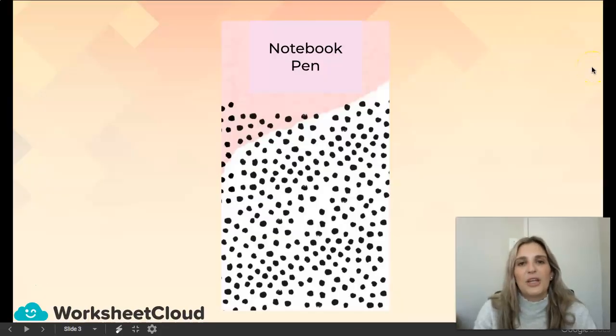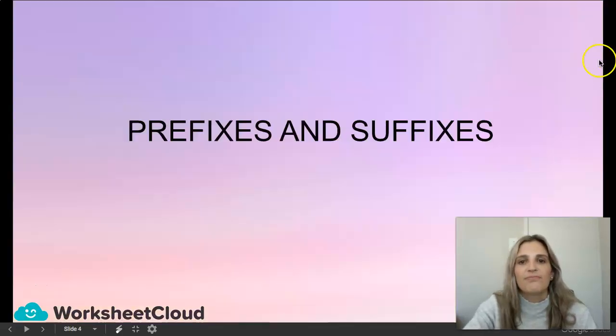Please grab a notebook and pen. You will need this for today's lesson. Today's lesson is on prefixes and suffixes. Now again, if you've done this, it will be a great revision lesson for you. And if you haven't, maybe you can learn a new thing or two.